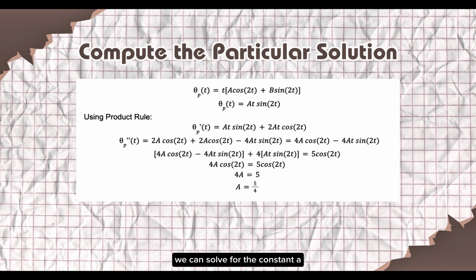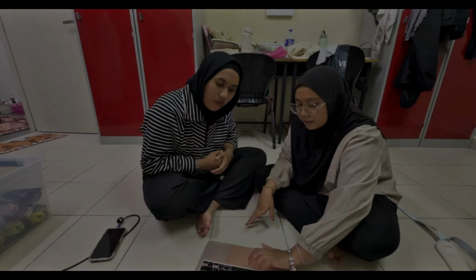We can solve for the constant a. After simplifying, we find that 4a is equal to 5. So, a equals 5 fourths.